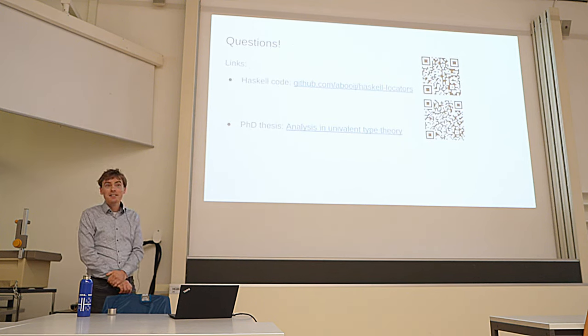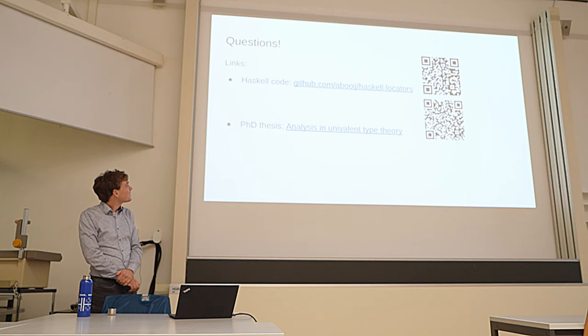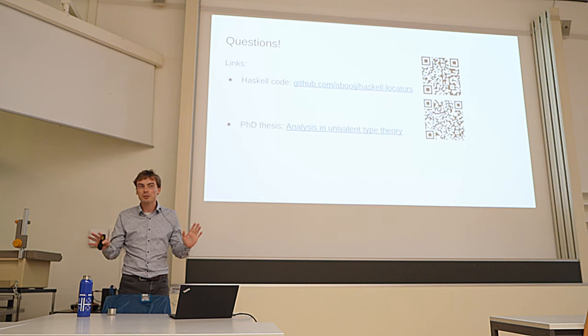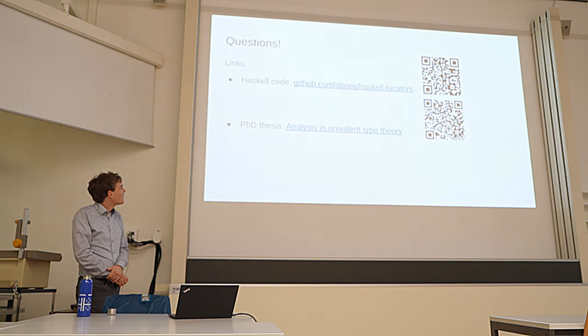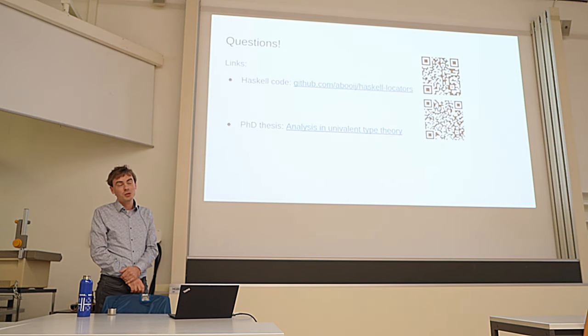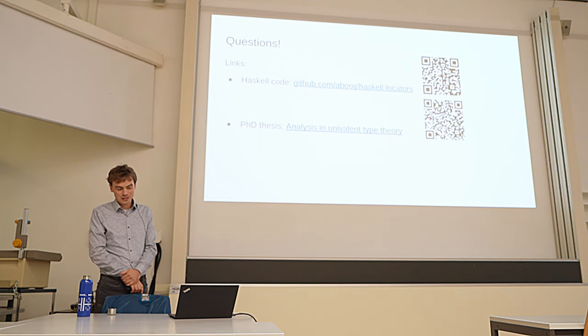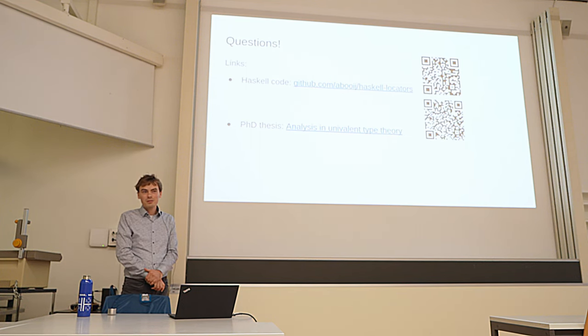So finally, time for final questions. This is the Haskell code that I was demoing before. It's very messy, and it's just one file. I don't think there are comments in it, but it's just to prove that it exists and it does compile. And then there's my PhD thesis, which does include a chapter introducing homotopy type theory. If you want to dive into that, you can give that a go as well. No guarantees on how understandable it is. Yeah, so that was all. Questions welcome.